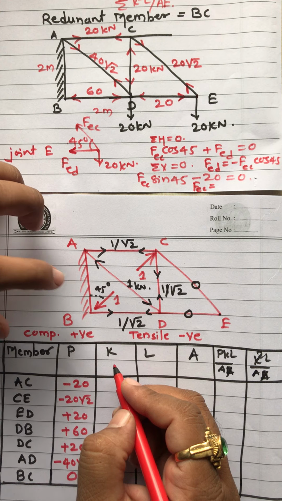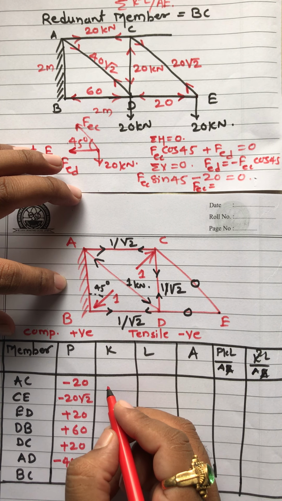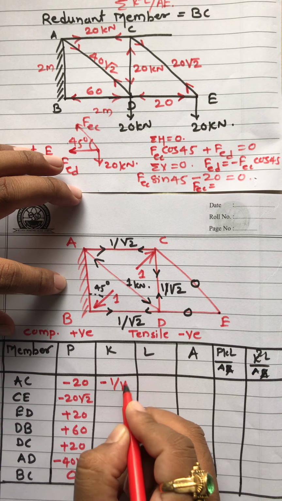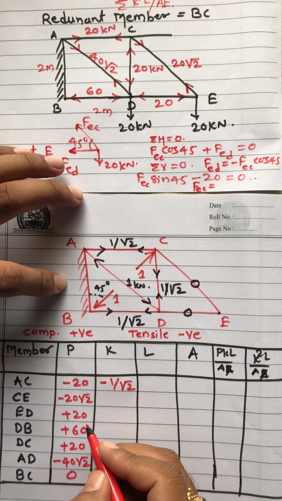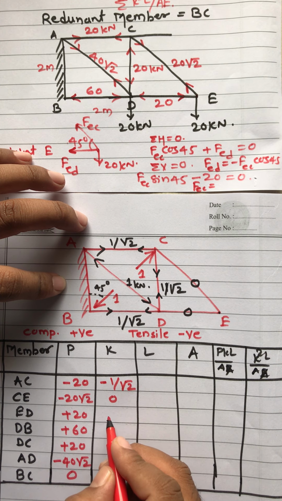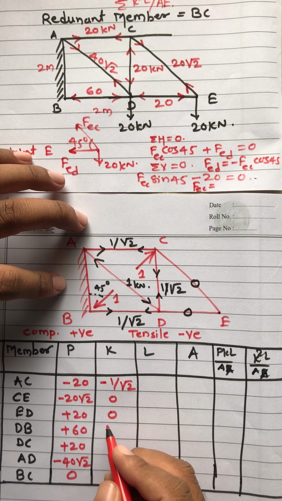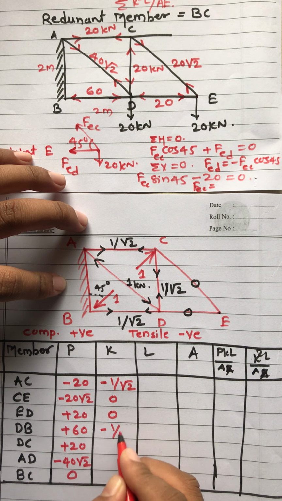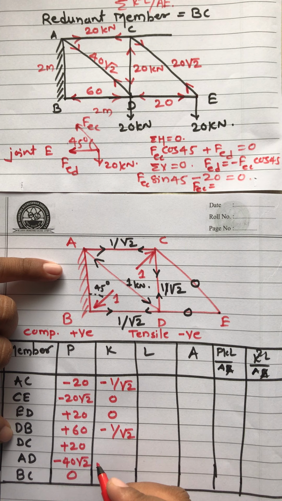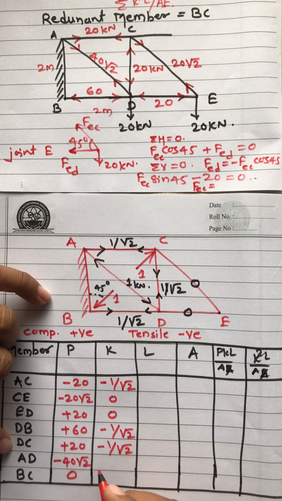Now the K forces. Now these forces: in AC minus 1 by root 2, in CE 0, in ED 0, in BD minus 1 by root 2, in DC minus 1 by root 2, and BC plus 1, compressive force plus 1.